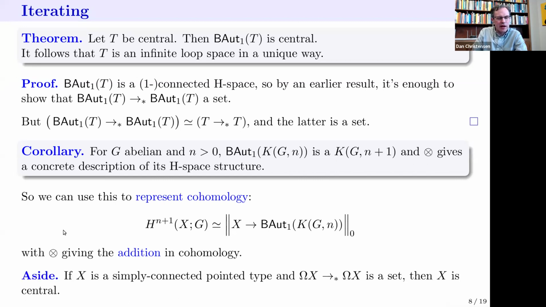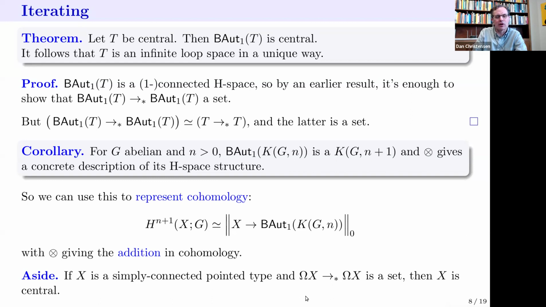Now here's just a little aside that we're not going to need, but it emphasizes how surprising some of this is. If I start with a simply connected pointed type, and its loop space has the property that the pointed self-maps form a set, then it follows that X is central and therefore is an infinite loop space. The interesting thing here is I'm only putting a condition on the loop space of X, besides X being simply connected.